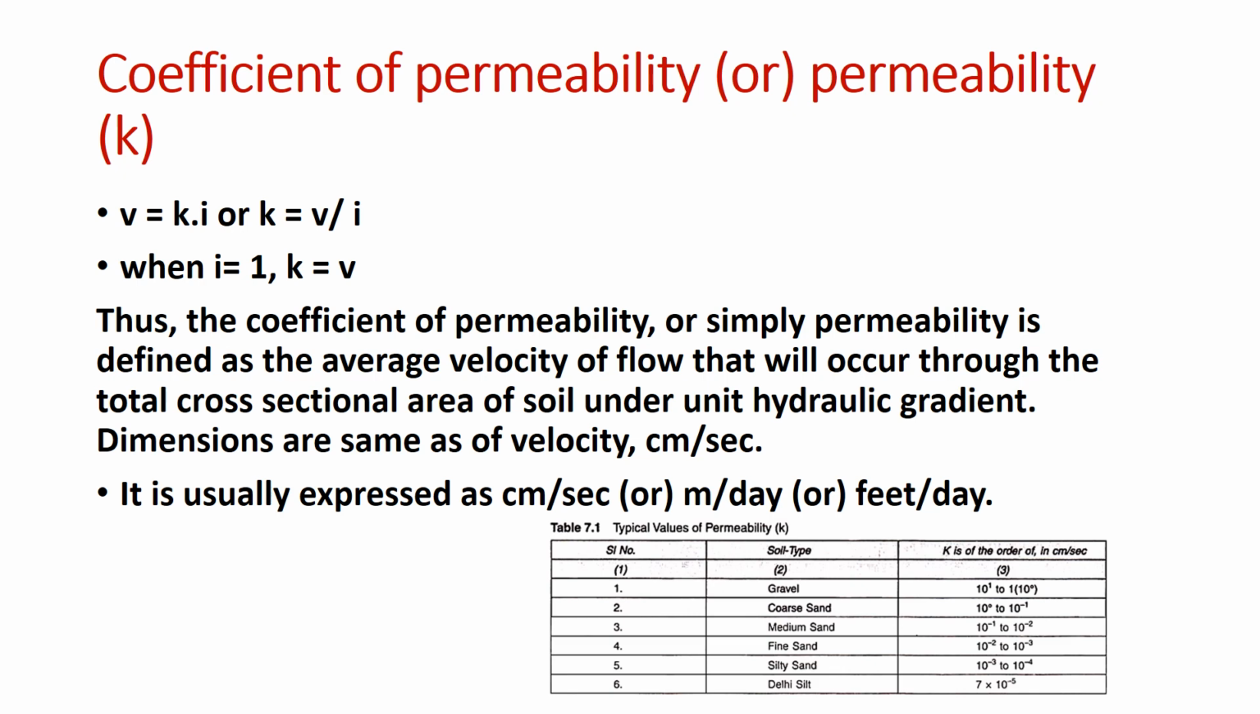And we have already discussed that clay has the least permeability, and if we go above, then silt will have more. Sand will have further more, and then fine sand, medium sand, coarse sand, gravel, and so on. So sands will have higher permeability than silt and clay.